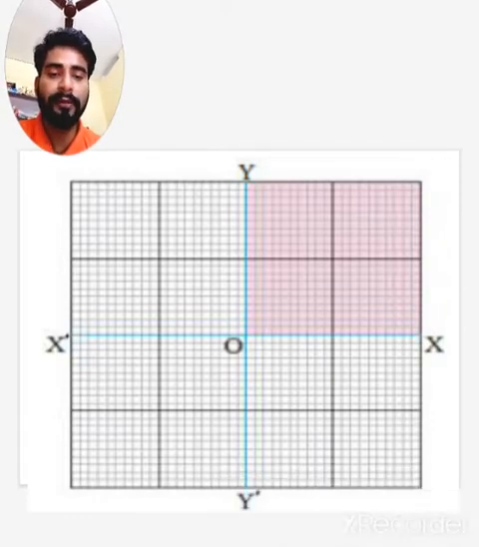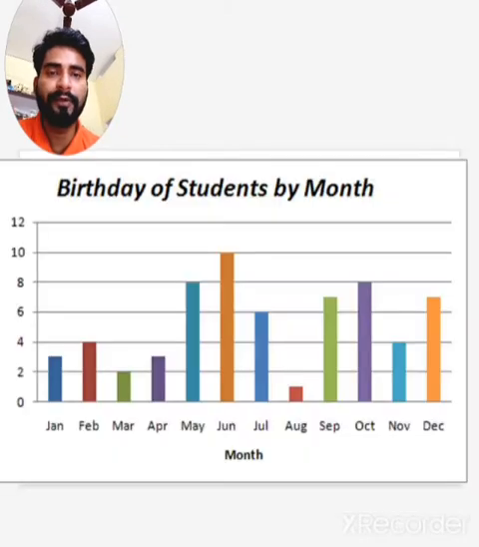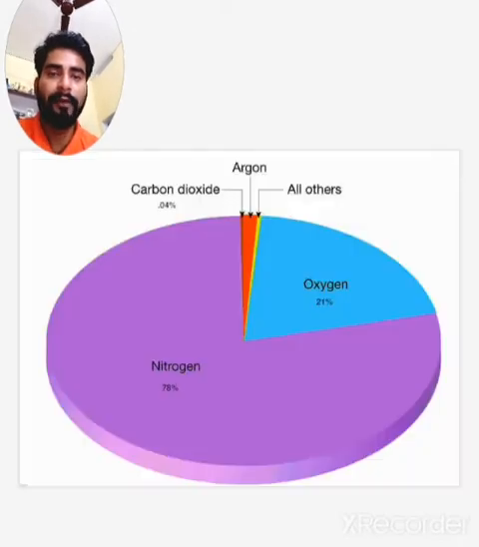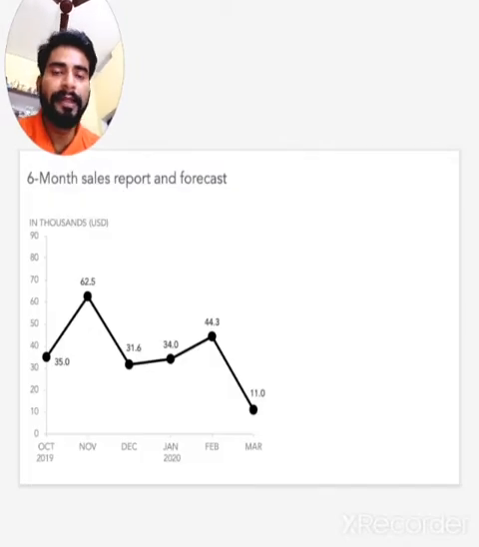So here we use different types of graphs to represent the data, like the bar graph. We use the bar graph to represent different data, and we use pie charts to represent the data. Here the pie chart shows the percentage distribution of the gases. After that, this one is the line graph. The line graph is also used to present changing data. If the data is changing continuously, we use the line graph to depict the changes.